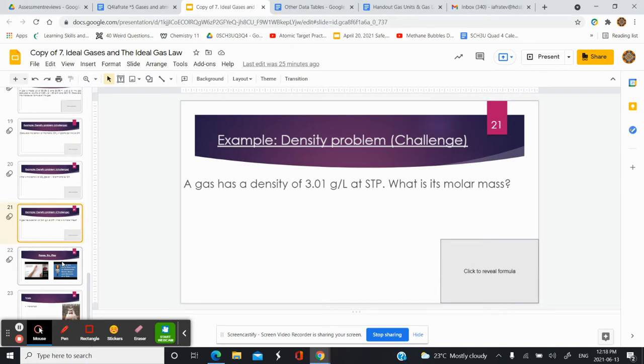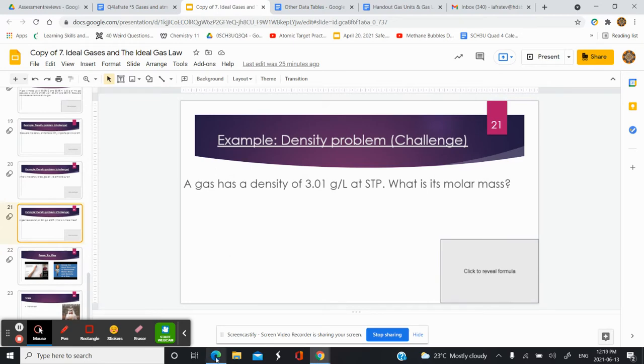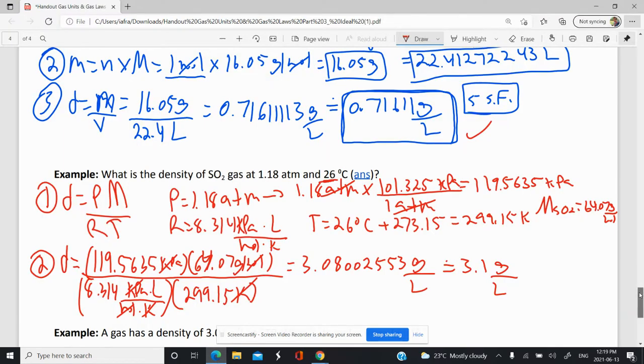When you're done that problem as well, I do recommend you try the pause, try, play videos. There's extra practice problems with density there. So you can try the problems, play the video, and see if you're on the right track with them as well. Just extra practice. So let's go over here to our last problem in our handout.